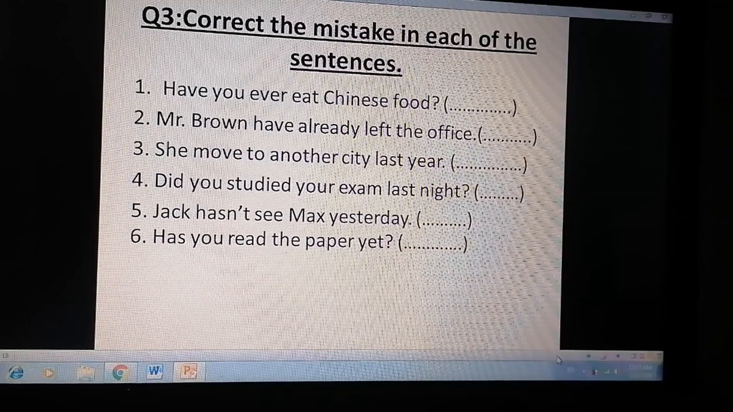Number 5. Jack hasn't seen Max yesterday. Yesterday is the keyword of simple past, so we must use subject, verb past and complete the sentence. Jack, not hasn't seen, saw Max yesterday. Jack saw Max yesterday. Has you read the paper yet? Yet is the keyword of present perfect, so you must start the question with has or have. You have, not has. So have you read the paper yet?